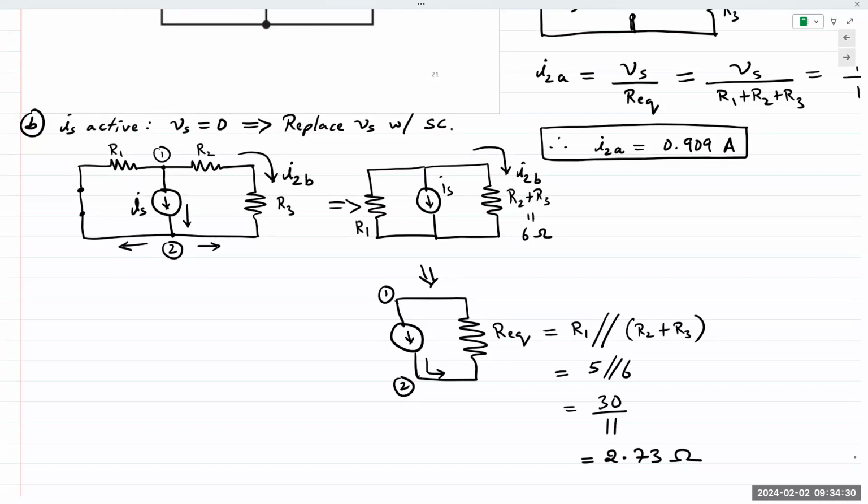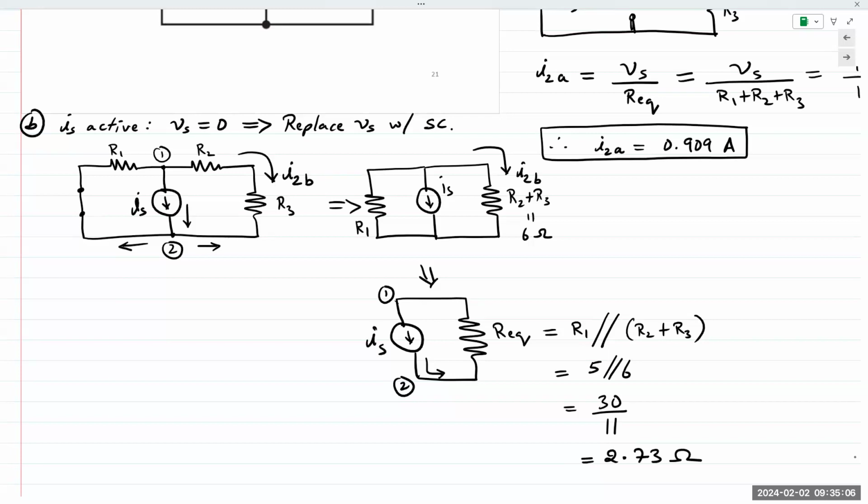Parallel, REQ. I can apply current division directly here. I would still need REQ for that, or draw out one more step, REQ. Current source IS times REQ would give you the voltage across 1 and 2. Then once you have voltage, because it is a parallel circuit, the voltage across IS is the same voltage across R1, is the same voltage across R2 plus R3. Then apply Ohm's law one more time, and you obtain the current I2B. I will show both ways.